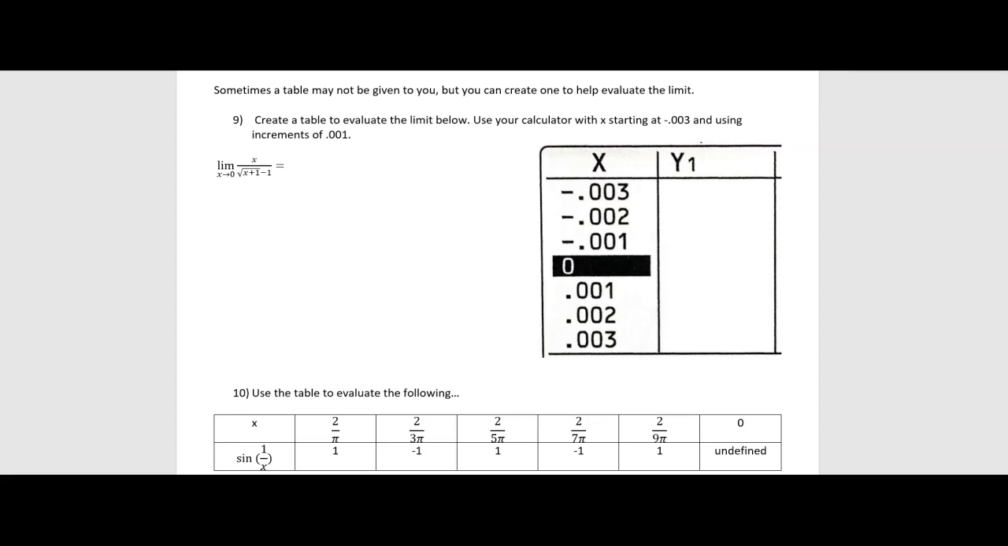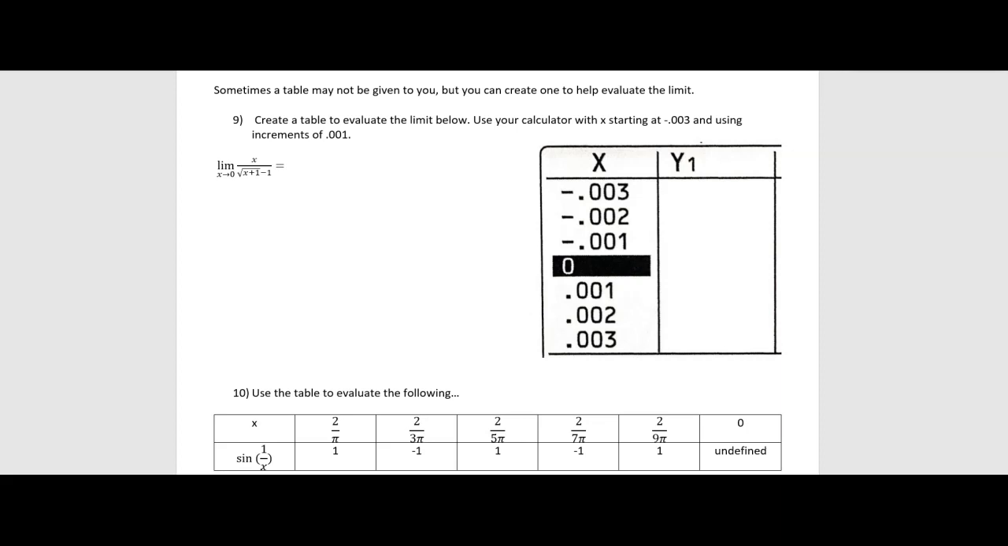All right, so sometimes a table may not be given to you, but you can create one to help evaluate the limit. We're going to use our TI-84s or whatever kind of graphing calculator you have in front of you to do that. Hopefully you've created tables before in Pre-Calc or Algebra 2. If you haven't, I am going to walk you through it using some software I have downloaded on my computer, and you should be able to follow along with your calculator at home.